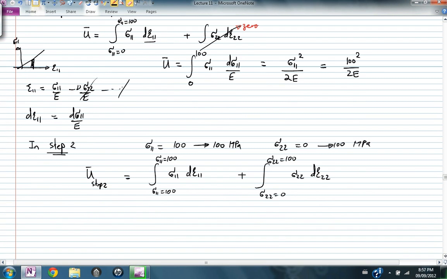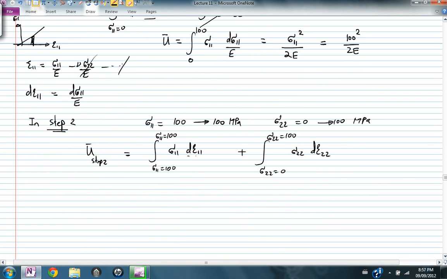Now I'm using stresses, so I'm going to replace those with stresses. I know that epsilon 1 is equal to sigma 1 over E minus Poisson's ratio sigma 2 over E, but which Poisson's ratio?